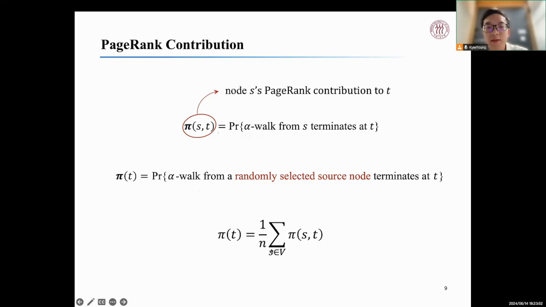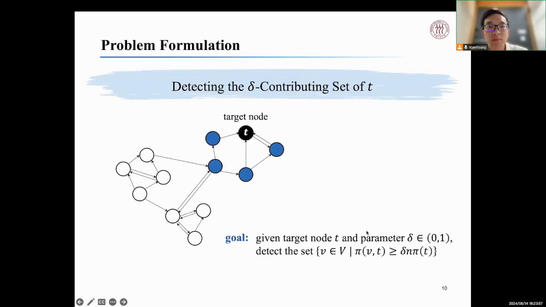And this is why the value of pi SD is called the PageRank contribution of S to T. For PageRank contributions, we consider the following problem called detecting the delta contributing sets of T. In this task, we are given an individual target node T and also a parameter delta, which lies between 0 and 1. And we want to detect the set of nodes that contribute at least delta fraction to the node T's PageRank score, as expressed in this formula.